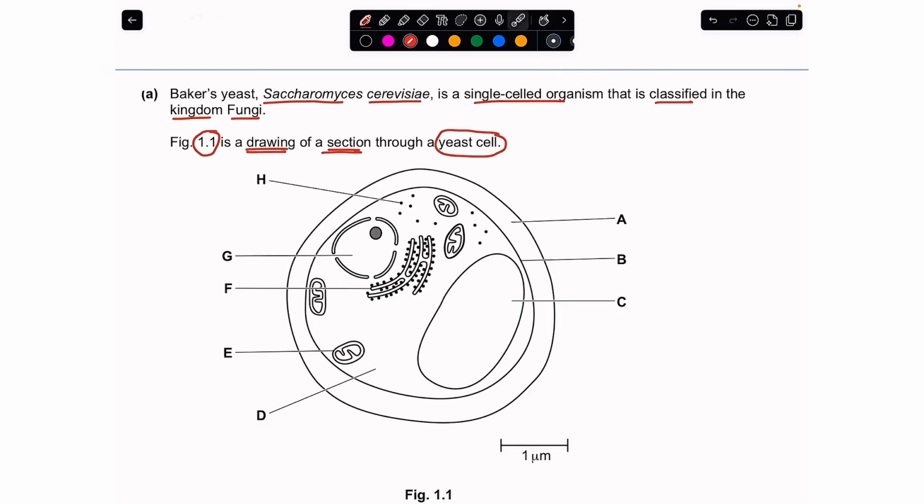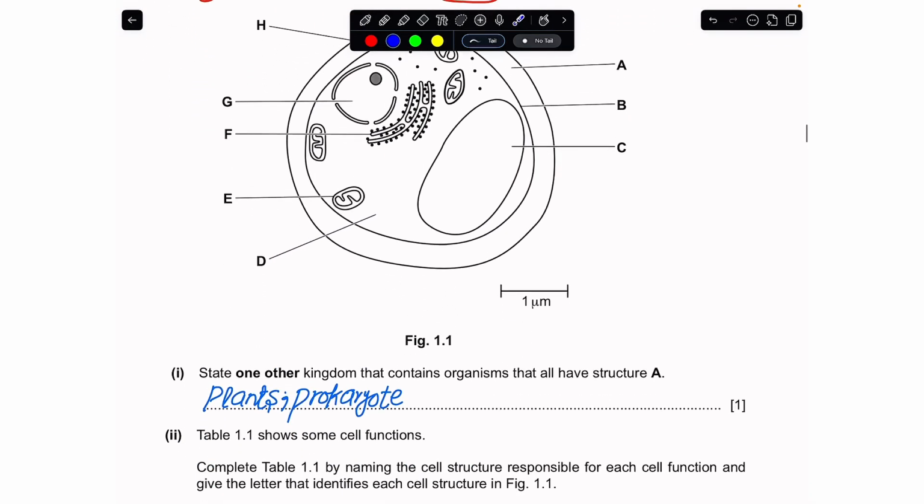So if I were to identify the structures, here comes the cell wall, here we have the cell membrane. The C is not the large permanent vacuole; for fungi, we refer to this as the sap vacuole. The H structure that we are given here is the ribosomes. The G that they have shown you here is the nucleus. The F that they have shown you is rough endoplasmic reticulum. If I talk about E, this is mitochondria. And if we think about D, this is the cytoplasm of the cell.